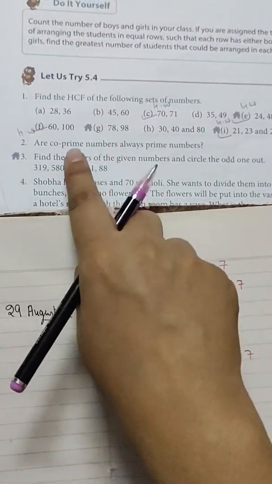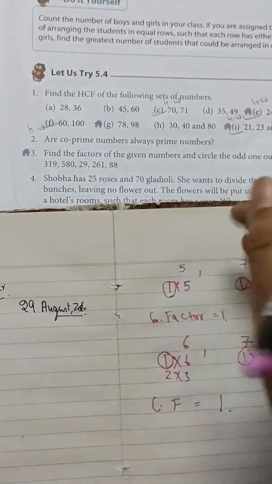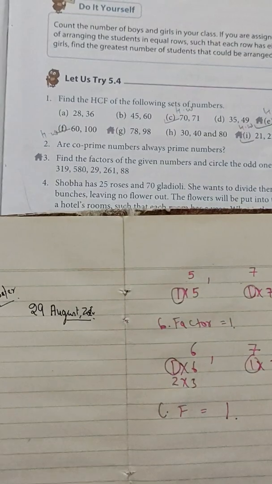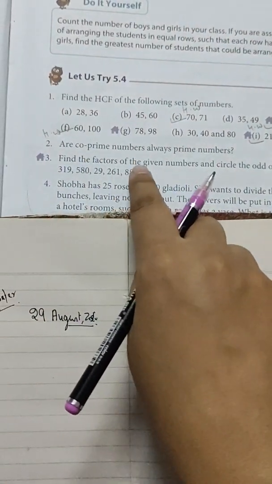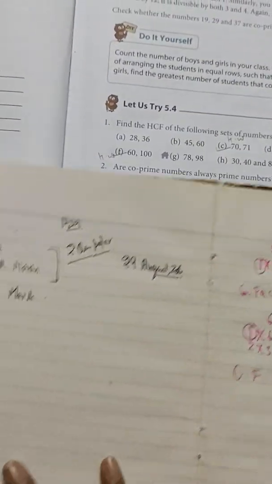But the question here is whether co-prime numbers are always prime numbers. It suggests that composite numbers can never be co-prime, which is wrong. Co-prime numbers can be prime numbers and also composite numbers. So the answer will be no. I hope you have understood what co-prime numbers are.